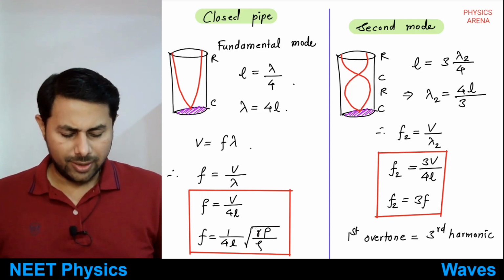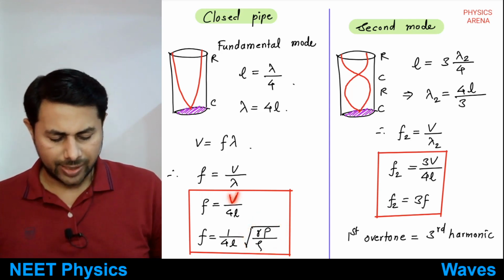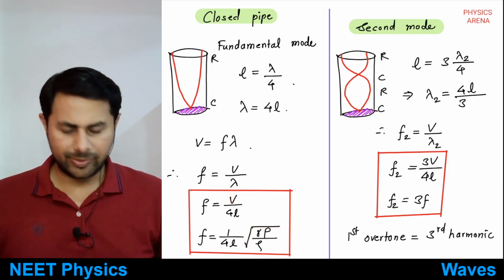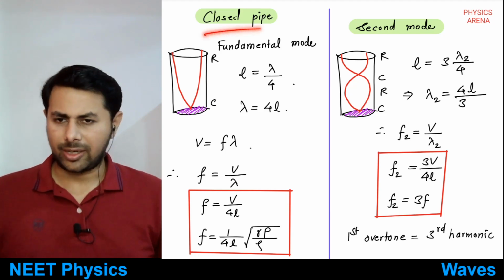Alright, so remember this formula too, or whenever required we can just substitute the value of V, which is equal to square root of gamma times p divided by rho. It is just the speed of longitudinal waves. Okay, so this is the fundamental mode.